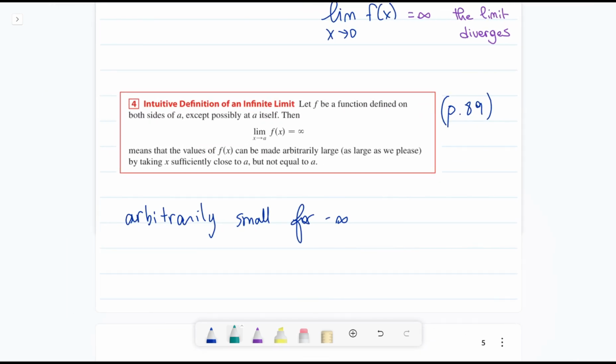So a similar definition is true if we had a function like this. In such a case, the values of f of x are approaching negative infinity as x approaches 0, so the values can be made arbitrarily small as x approaches 0.